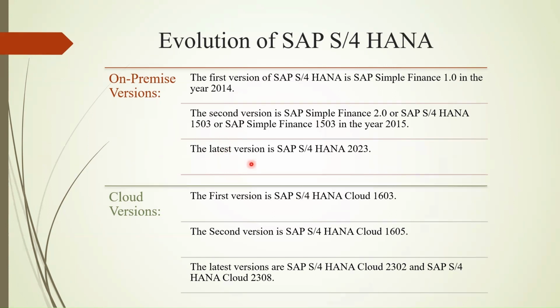And the latest version is SAP S4 HANA 2023. So here the first version and the latest version were released only once in the year. So the complete name of the year is given here.